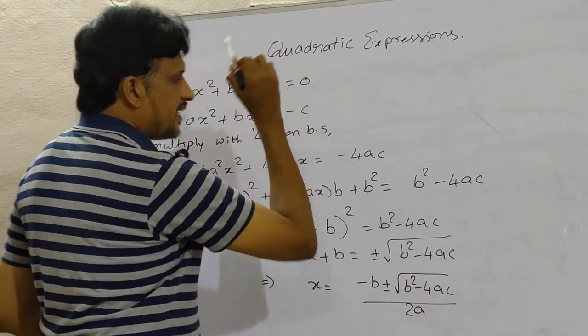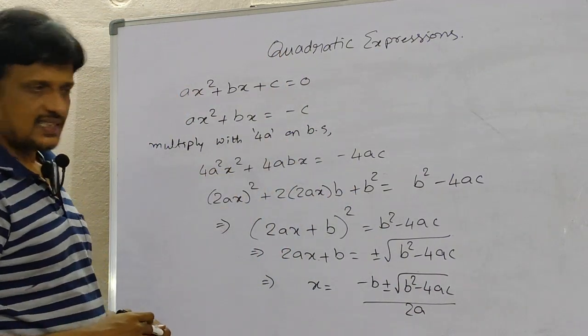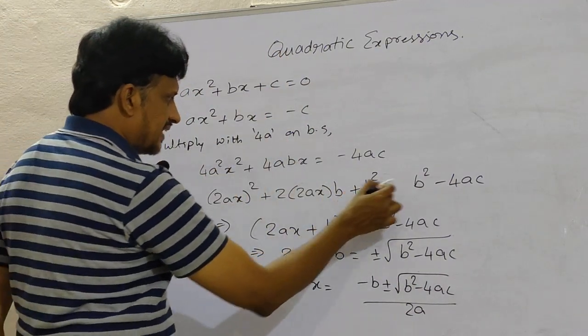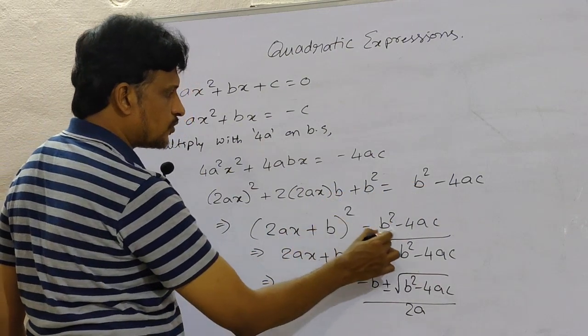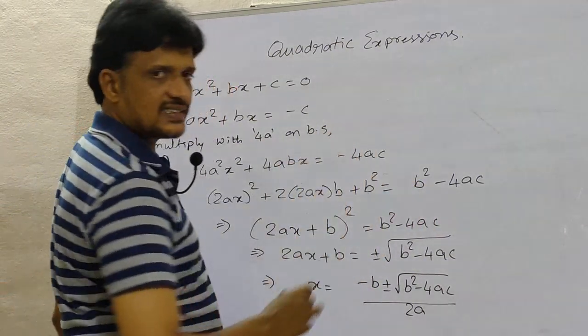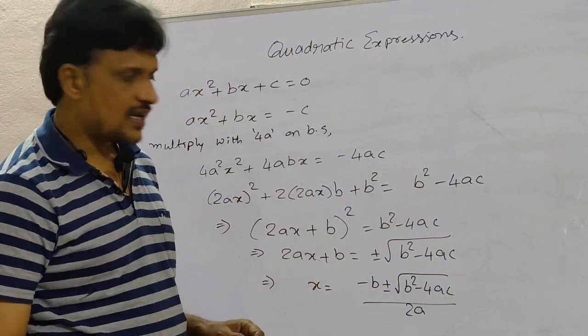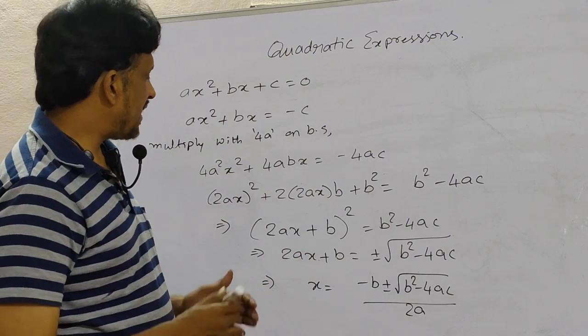First write the constant term in the RHS part, multiply with 4a on either sides. Then try to write this in the form of (2ax + b) whole square, which is equal to b square minus 4ac. By adding b square on either side, so you get this. That gives the required value of x like this.